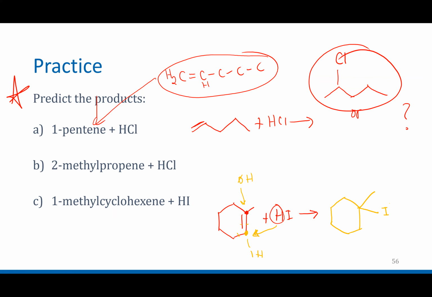That kind of looks like a funny figure. It looks like a duck or a bird or something. But anyways, there you go. That's it. That's Markovnikov's rule.